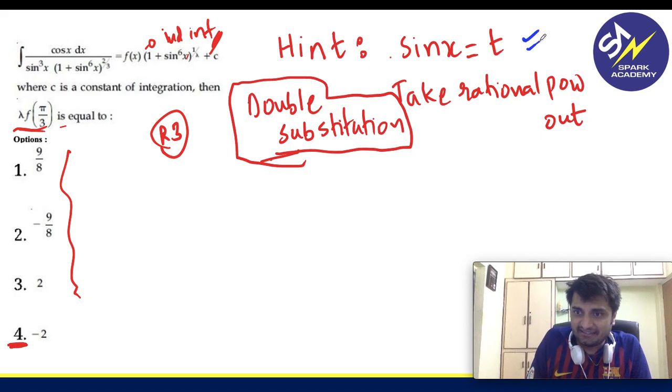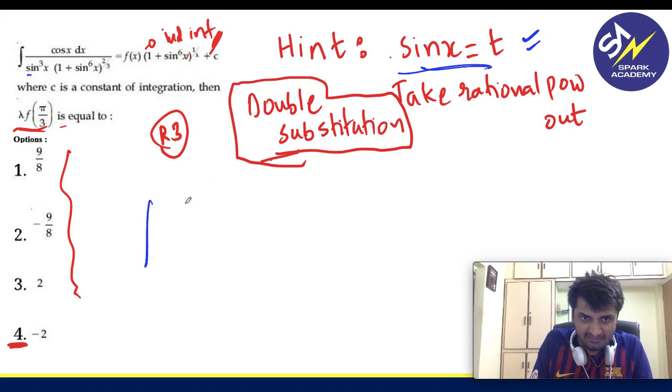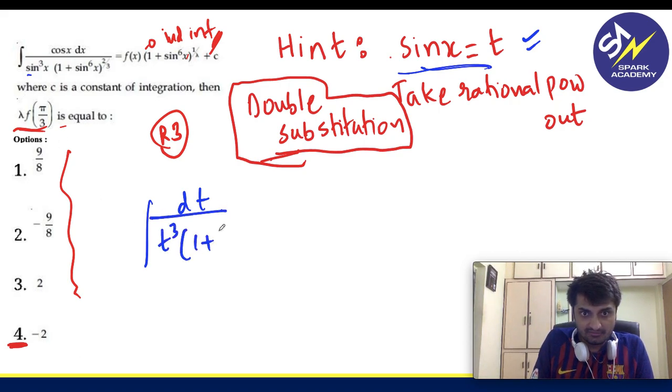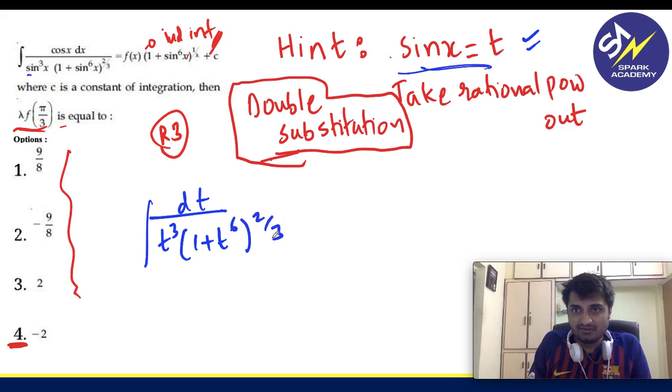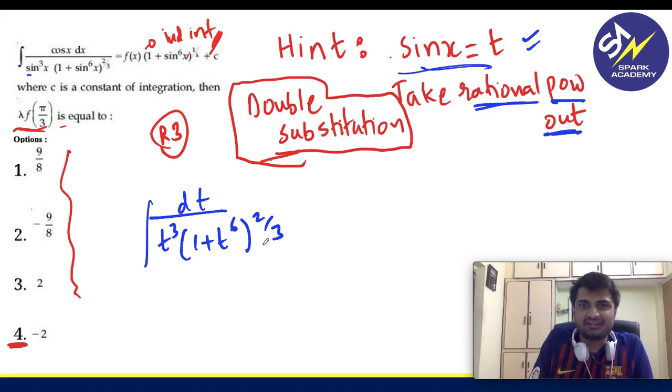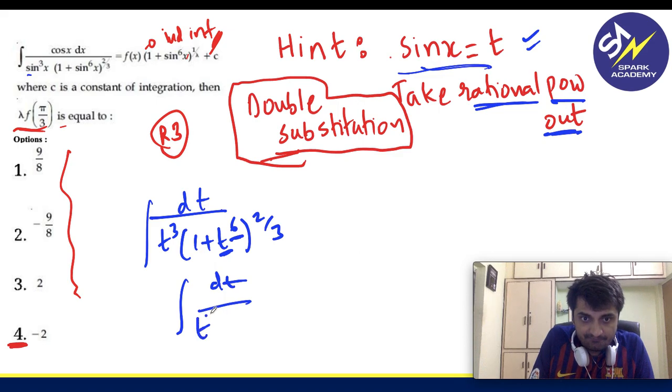So sin x, you can take it as t. So you can rationalize the power, right? If you take sin x as t, then cos x dx will be dt. This will be t cube into (1 plus t power 6) whole power 2 by 3. Now the next step is to take the rational power out. So you have to take t power 6 out. dt by t cube into t power 6, meaning t power 2 by 3, I am getting, right?